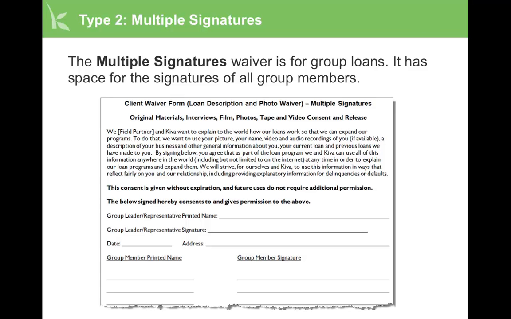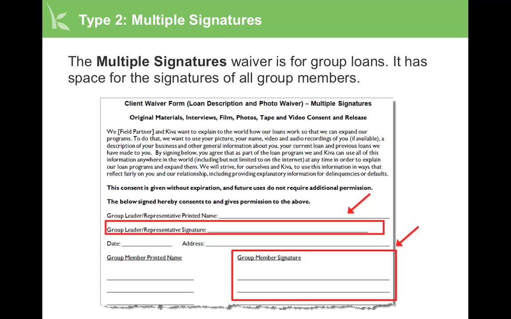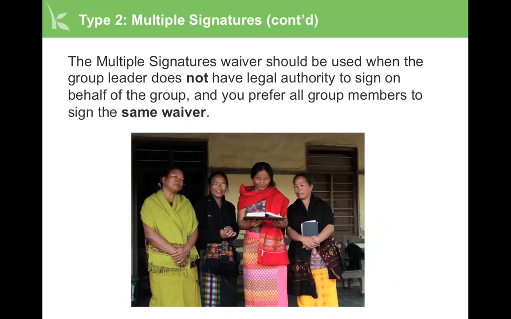The second type of waiver is the multiple signatures waiver. It should be used for group loans, and it has spaces for the signatures of all group members. The multiple signatures waiver should be used when the group leader does not have legal authority to sign on behalf of the group, and you prefer all group members to sign the same waiver.